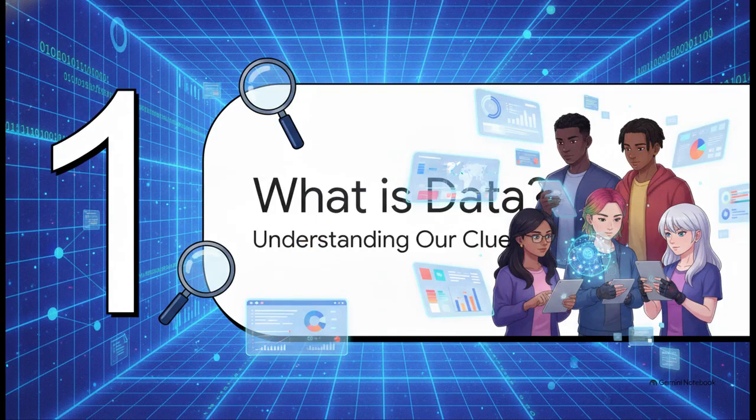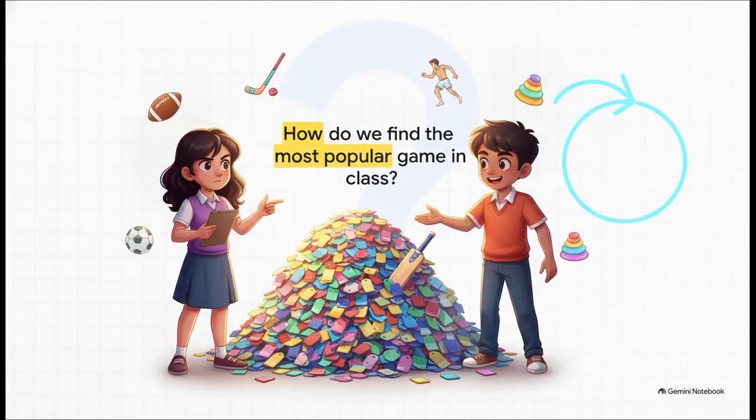All right, section 1, what is data? Understanding our clues. Picture this. Two students, Navya and Naresh, are having a pretty heated debate. Naresh is totally convinced that cricket is the most popular sport in their class, but Navya isn't so sure. So to settle it, they go around and ask every single classmate for their absolute favorite game. And what do they get?